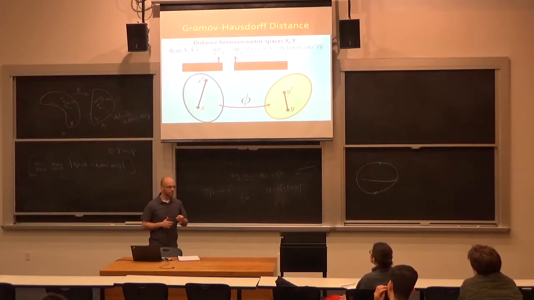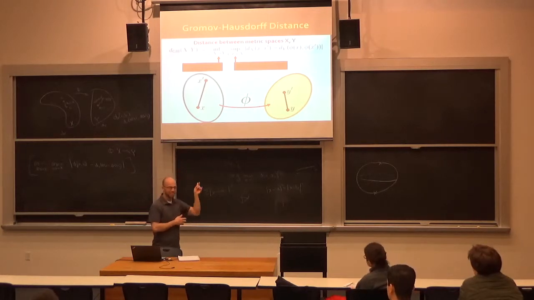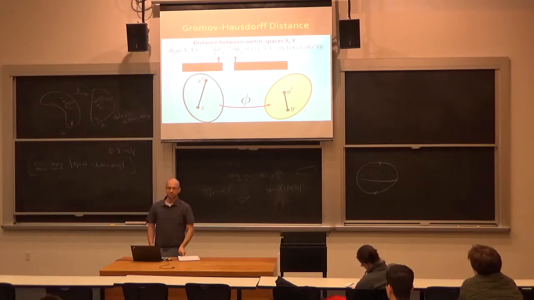Yeah. So here, phi has to be bijective, or? Not necessarily. So the way that you usually take care of that is by symmetrizing. You consider maps from x to y and from y to x. Yeah, that doesn't matter so much. So this is saying the worst distortion of the best map is going to be the Gromov-Hausdorff distance. This is truly a distance metric between metric spaces.